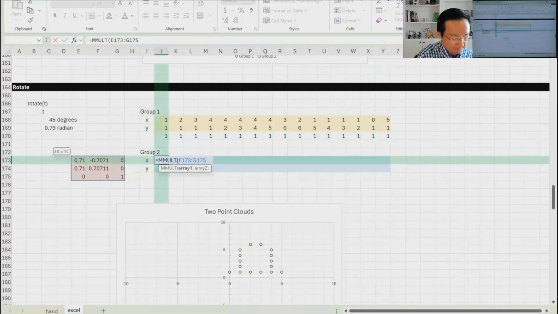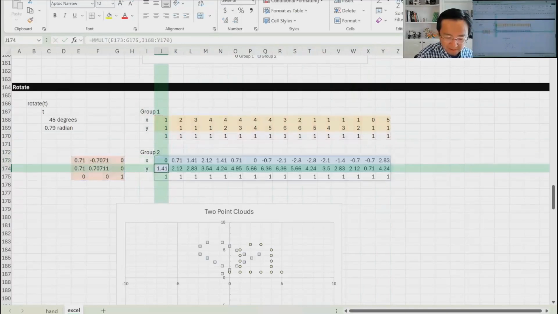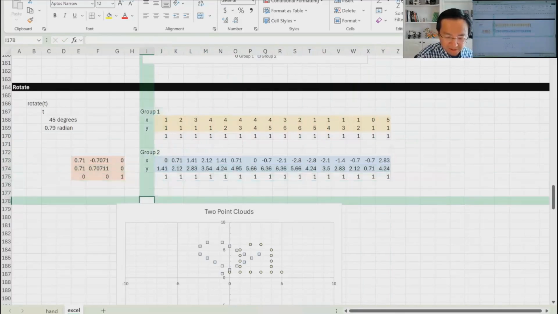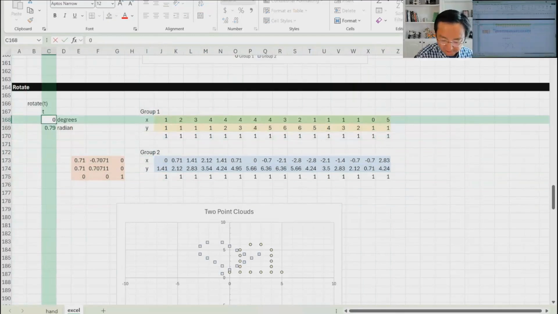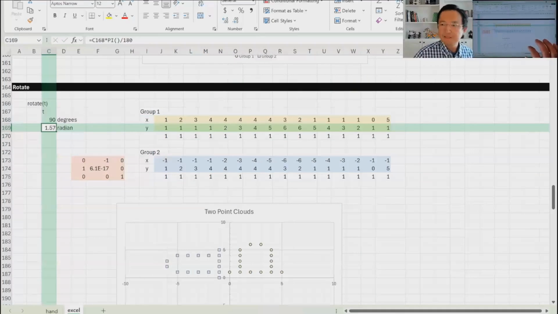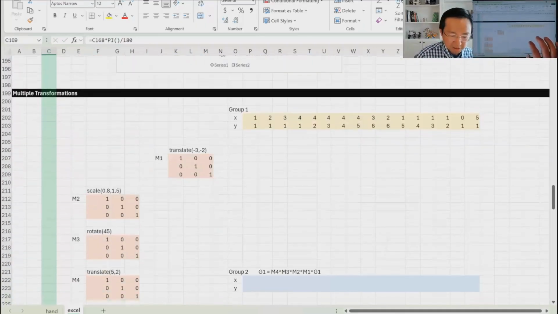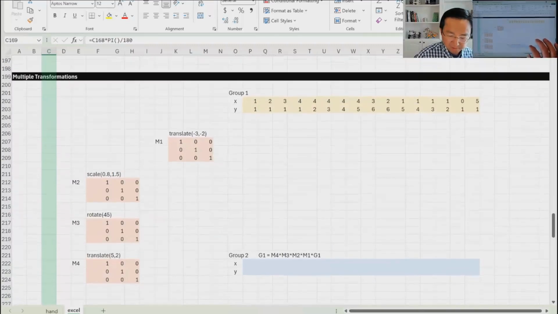This is my rotation matrix, and then we have this group matrix like here. Okay, so now I can see the rotation in operation. It says 0, kind of back to where you are. Rotate a little bit, rotate a little bit, rotate 45 degrees, rotate 90 degrees. You can see that it works. At the end, I want to talk about the multiple matrix transformation here.